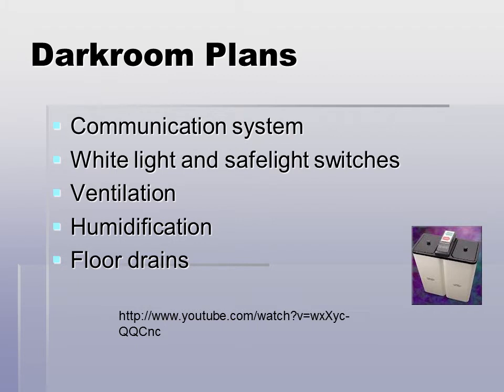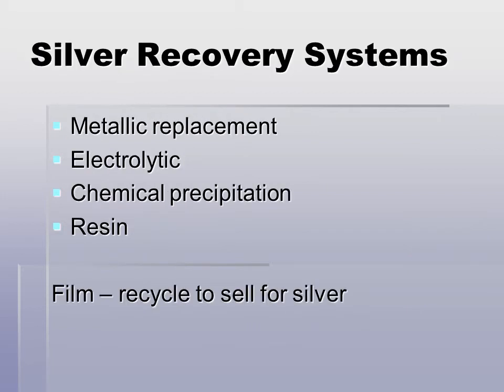Communication system. A lot of times you're going to need to speak to each other, so they'll have some type of system for communication, an intercom, two separate vents, a white light and a safe light switch, ventilation, because again we're dealing with some harsh chemicals, humidification, and also floor drains.